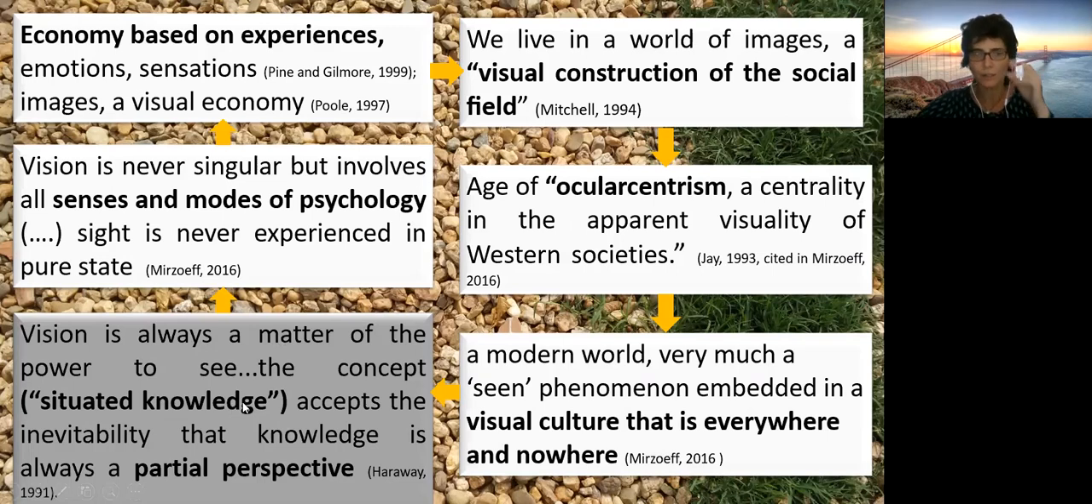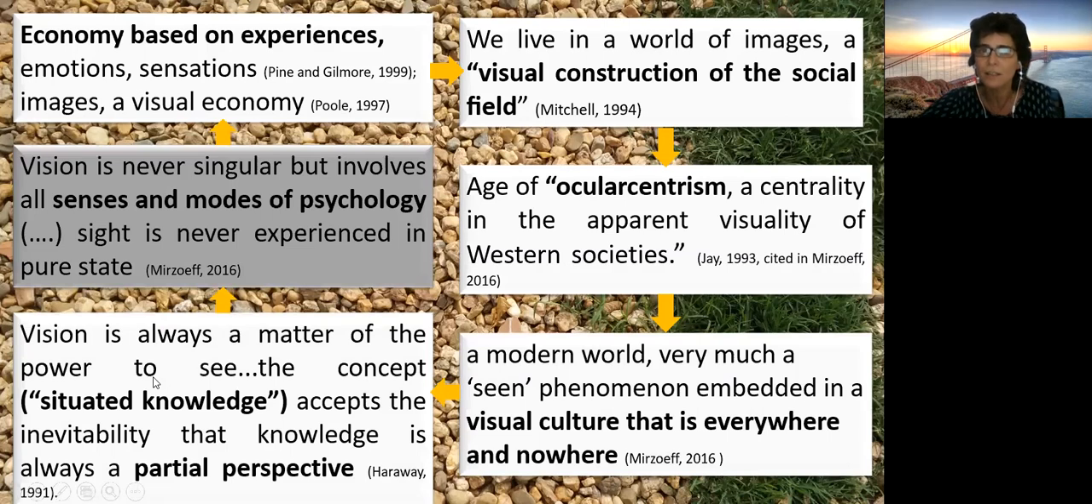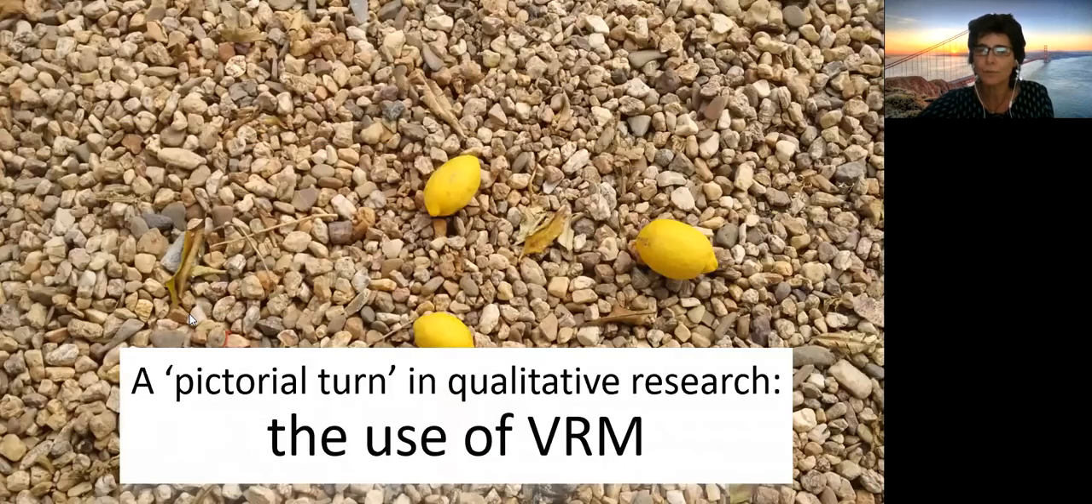So she mentioned this, the situated knowledge. She mentioned that when we look at an image, it's always a partial perspective. And that brings several interesting discussions in the visual research methods, because we need to be objective, but in the middle of a subjectivity when we use visual material. And then another idea is that vision is never singular and involves all senses and modes of psychology. So the next slide will focus now on the use of visual research methods.